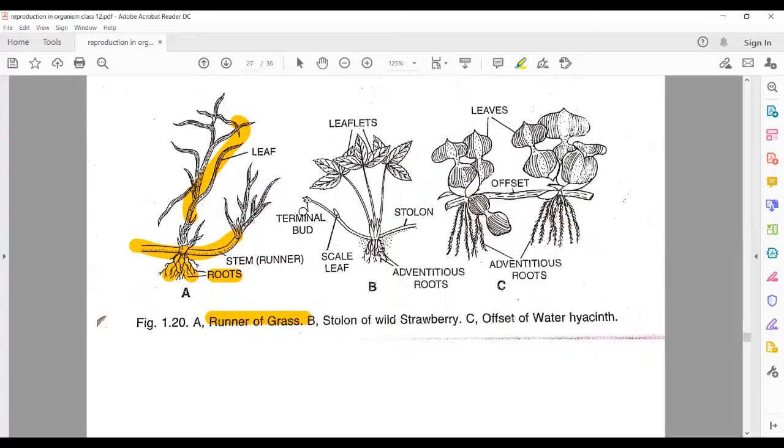Very common examples. Now, the second example is the stolon. Stolon of wild strawberry. If you see, when it comes in contact with the soil, it develops adventitious roots, and then further leaflets will be developed. Aerial leaflets will be developed.